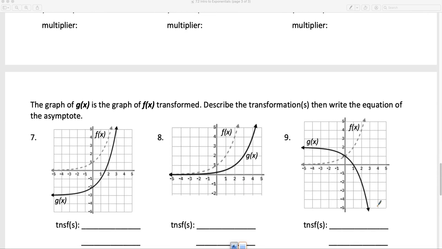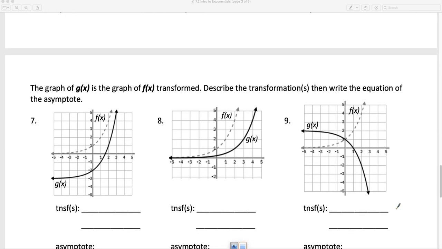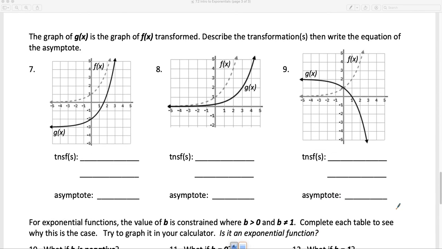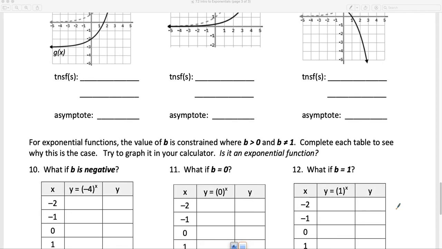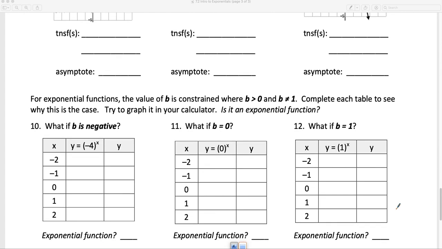And here's the ones where we just did that: you're going to describe the transformations and write the equation of the asymptote. Here's the three that I talked about where you're going to explore the constraint on b. b has to be greater than 0. That means b has to be positive and it can't be equal to 0. So we're going to give b a negative value and see what happens. Then we're going to make b 0 and see what happens. And the last constraint was that b cannot be equal to 1. So we're going to make b equal to 1 and see what happens.